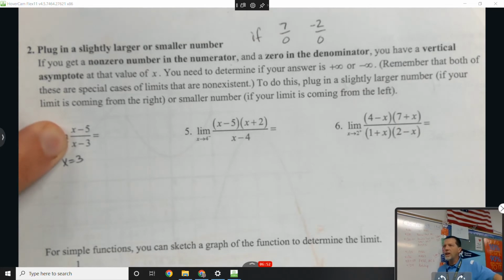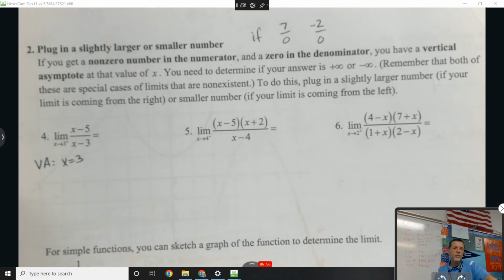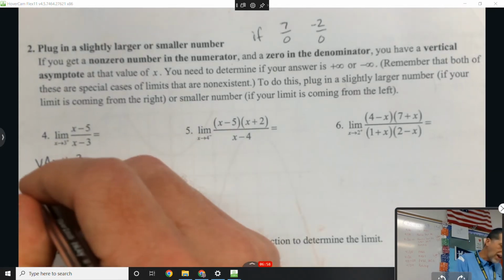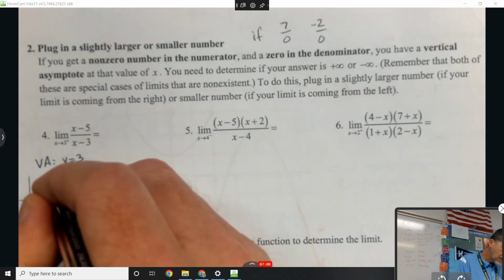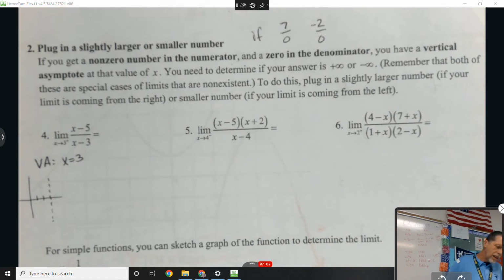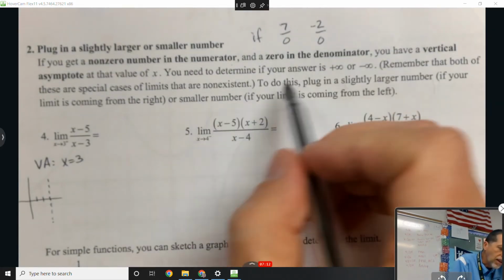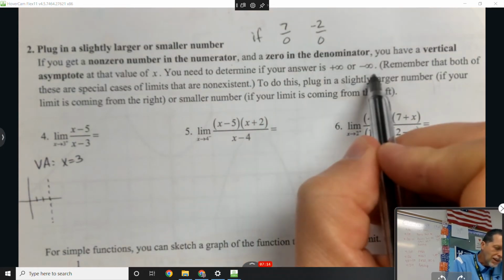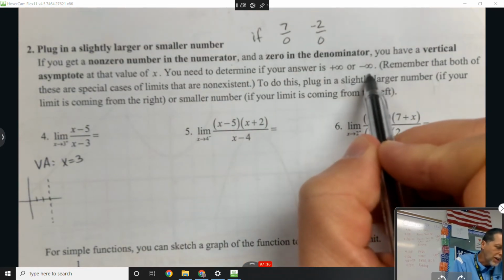Right? You remember that from long ago? Doesn't cancel, so it's a vertical asymptote. So that means at x equals 3, well, it's going to infinity, but I don't know if it's positive infinity or negative infinity or one of each. Like, I don't know. So we need to determine if the answer is positive or negative infinity.